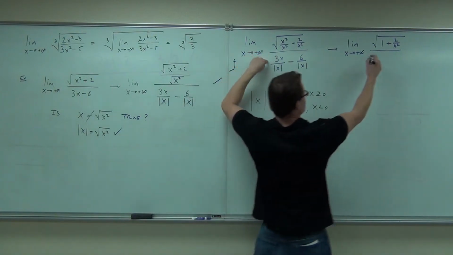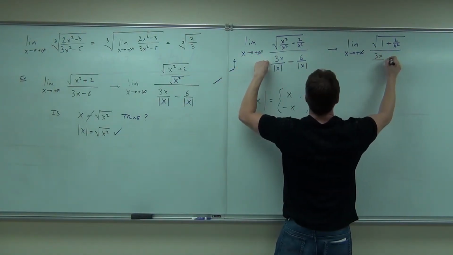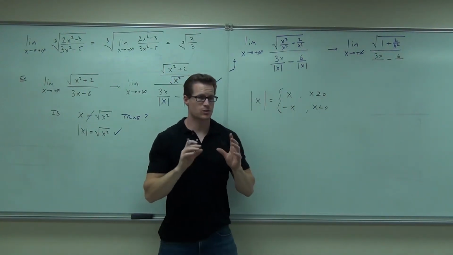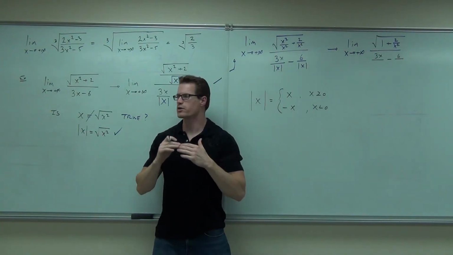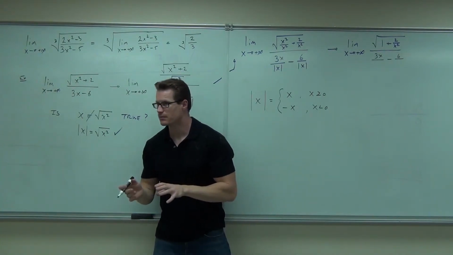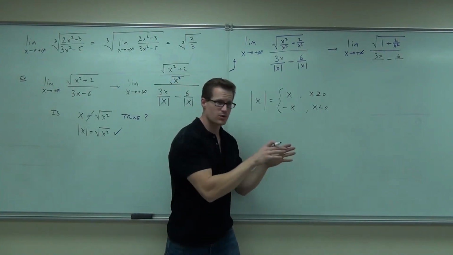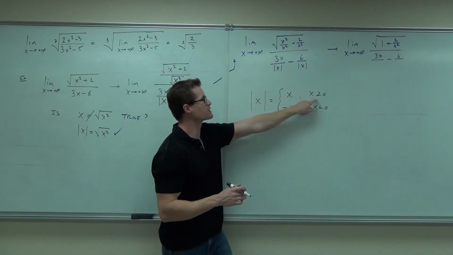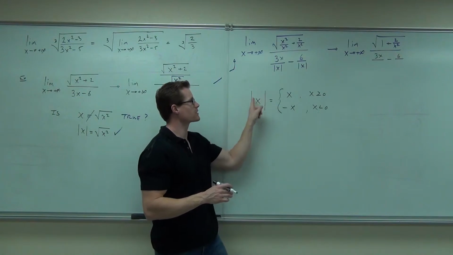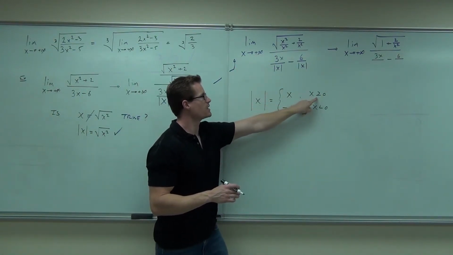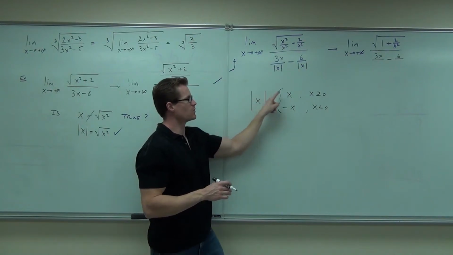We are going to have the 3x over minus 6 over. Now you get to change your absolute value of x depending on where you are going, whether you're going to positive infinity or negative infinity. Where are we going? To positive numbers or negative numbers? We're going to positive numbers, which says that the absolute value of x equals x.